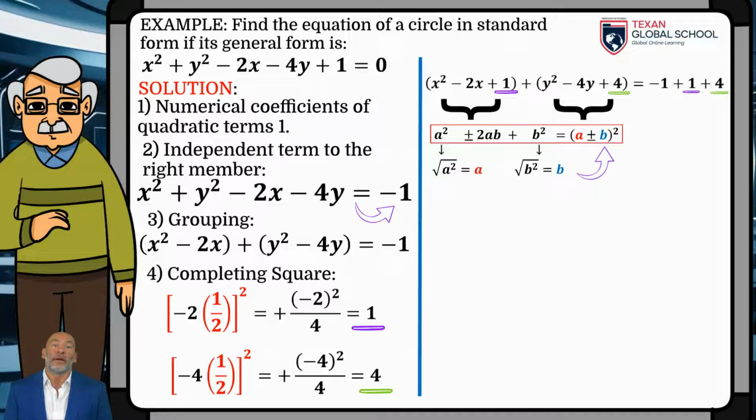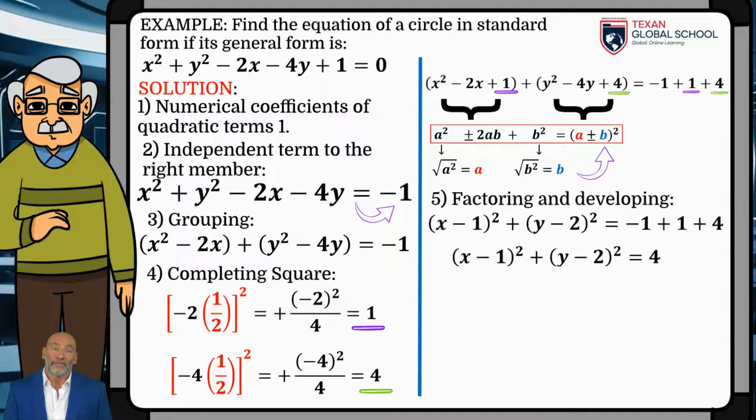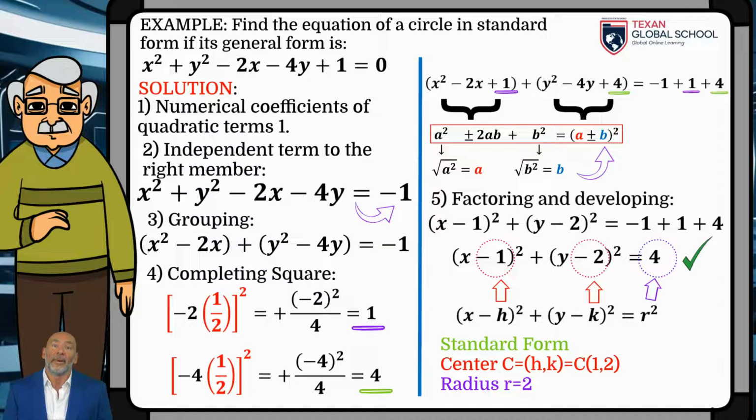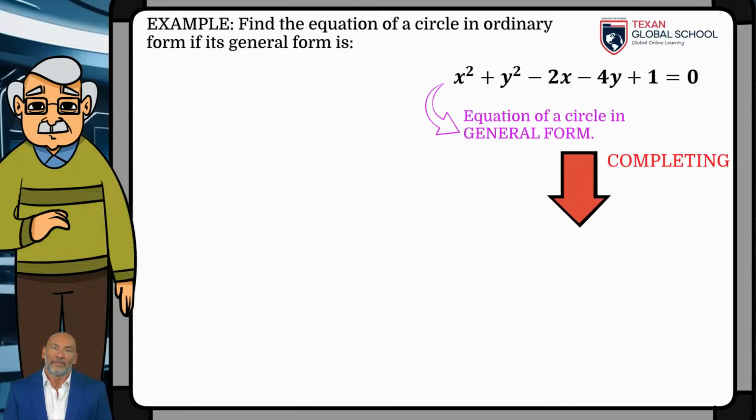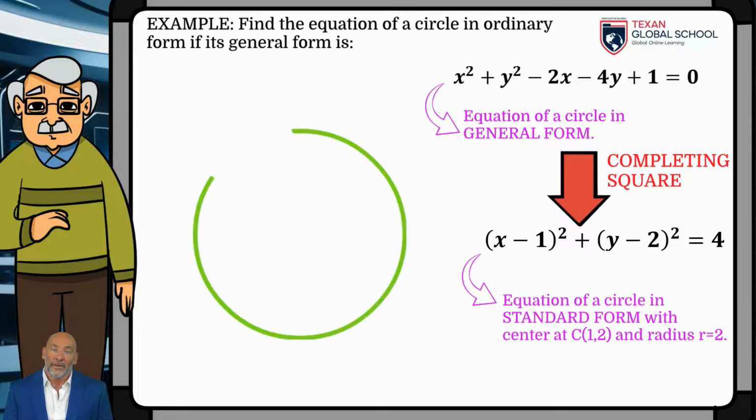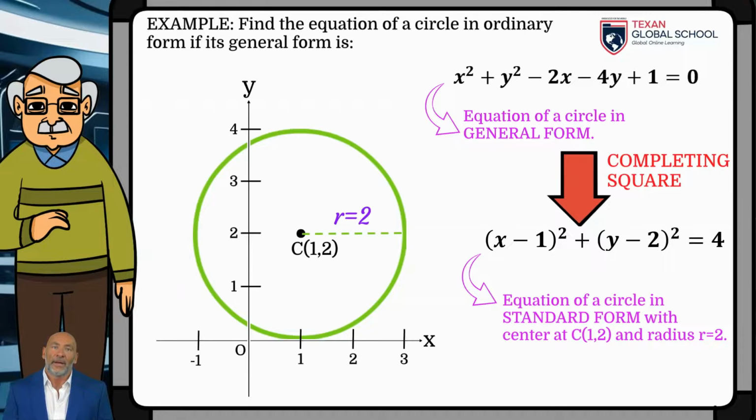Add those two values to both sides of the equation. On the right side, we have completed the two perfect square trinomials. So, factor as square of a binomial, and develop the right side. We can see that we obtained the same standard form, x minus 1 squared, plus y minus 2 squared equals 4. Which is graphed as a circle whose center is 1, 2, and radius of 2.